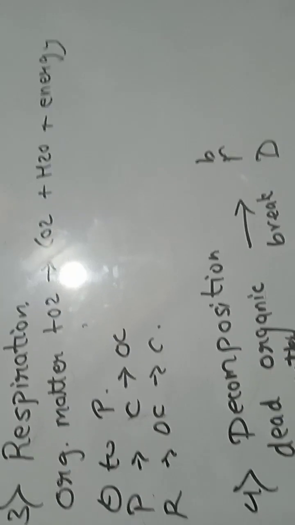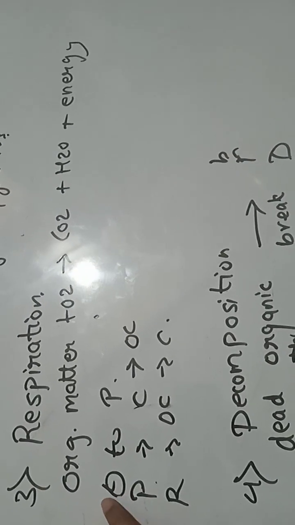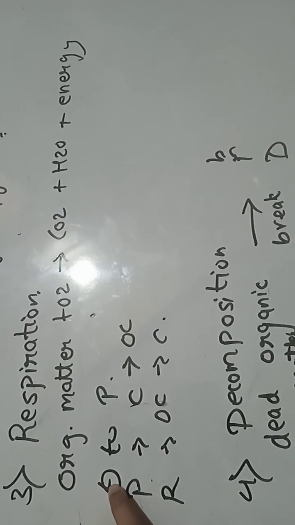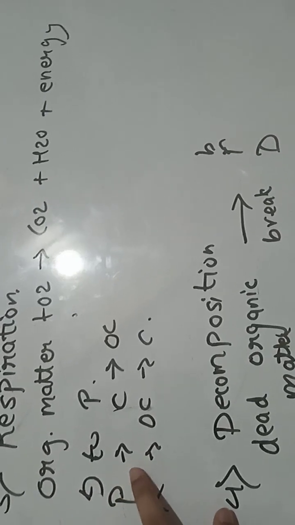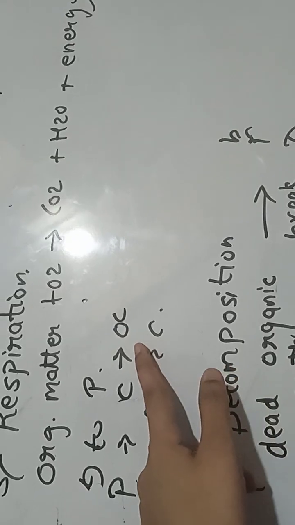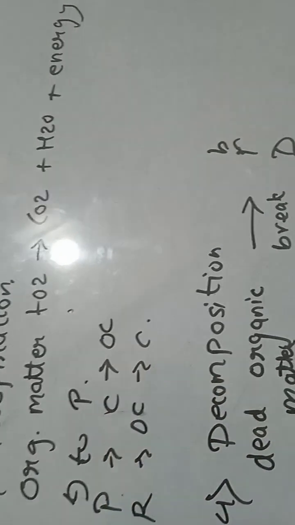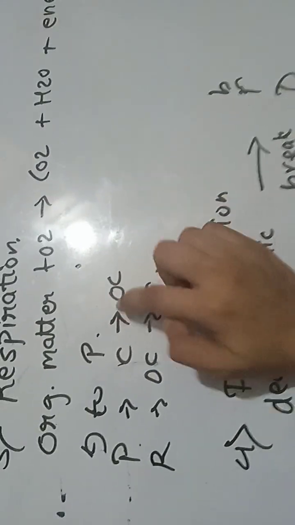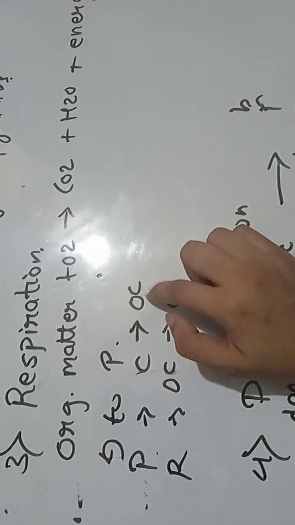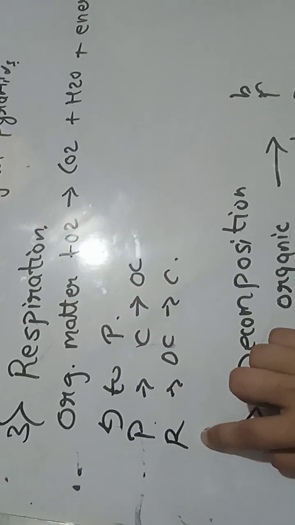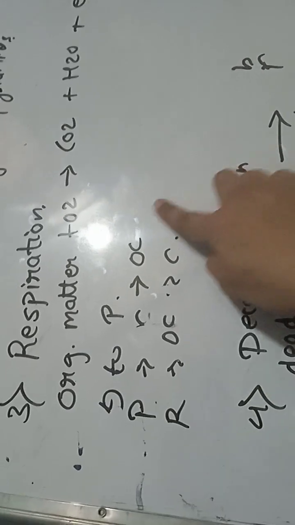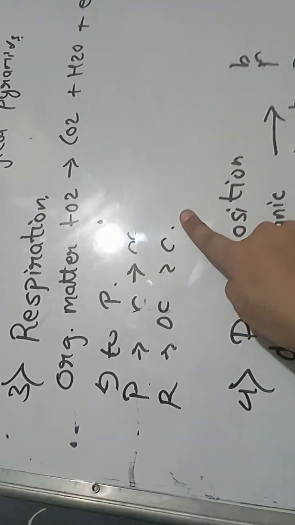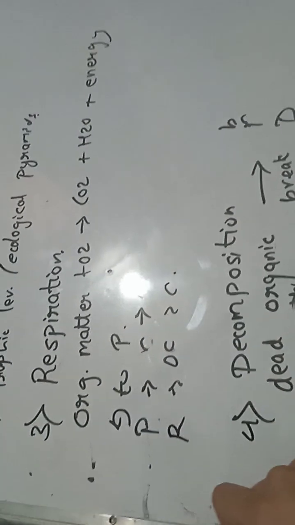Now you see there's a totally opposite process taking place here. In photosynthesis, carbon was being transformed into organic carbon. In respiration, carbon is again being transformed into carbon dioxide. This is really an important insight.